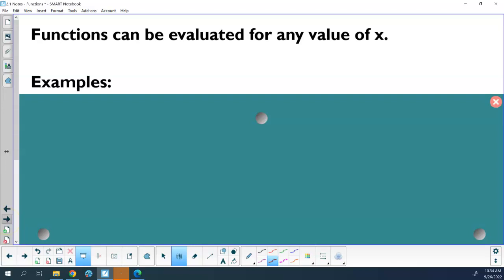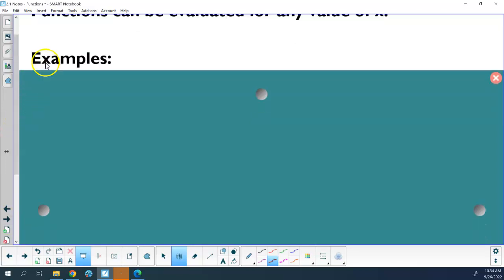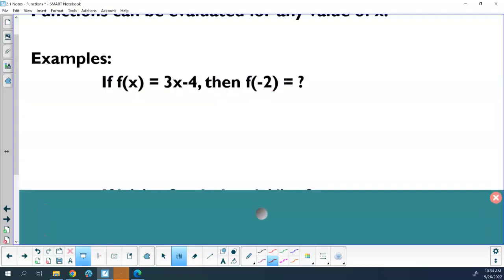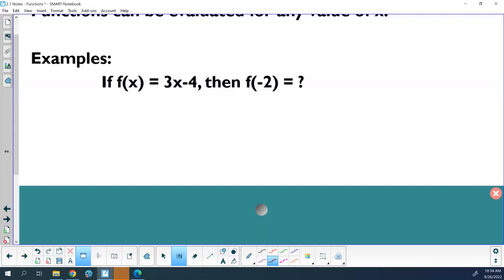Functions can be evaluated for any value of x, okay? Meaning if f of x, remember, this is not fx, the TV show, or the abbreviation for special effects. This is read f of x. So if we define our function as f of x equals 3x minus 4, and we want to know what f of negative 2 is, well, I am saying that I want to plug -2 into my function. And I want to get out the value.